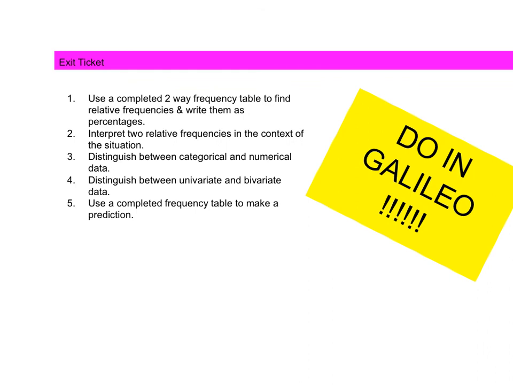Okay. You're going to have to distinguish between categorical and numerical data. So you have to tell me the difference between those two. Distinguish between univariate and bivariate data. Tell me the difference between those two. And then you're going to need to use a completed frequency table to make a prediction. When you're done with that, please work on your reflection and any weekly work you may have.